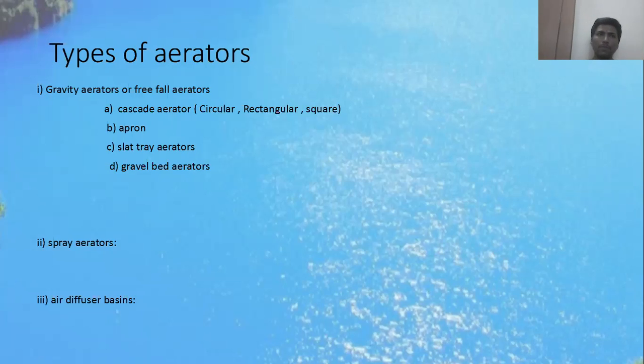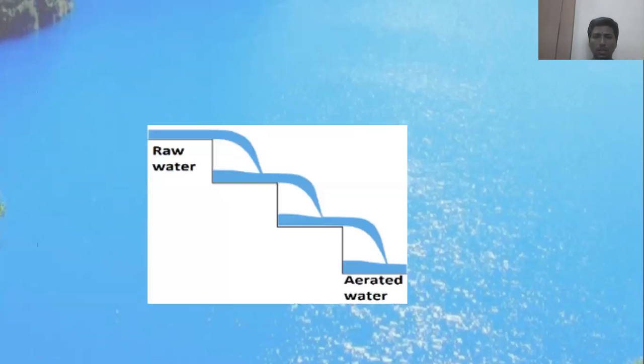Gravel bed type of aerators incorporates some anthracite, coke, lime, or sometimes even coal. These are used as a material over which the water is subjected to trickling, and hence we also call it a trickling bed aerator. Okay, let us go on understanding one by one.